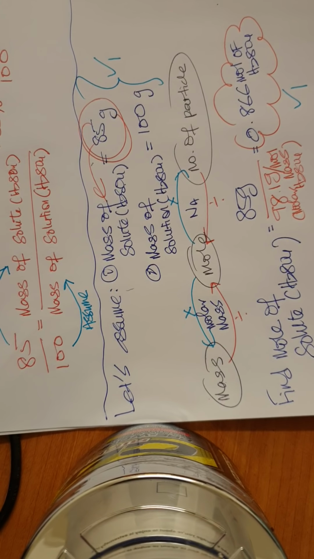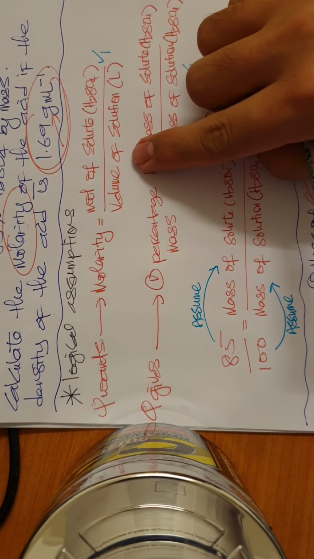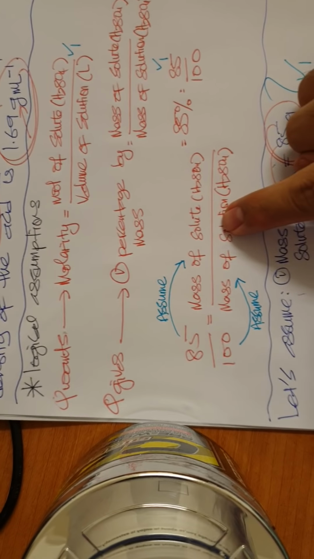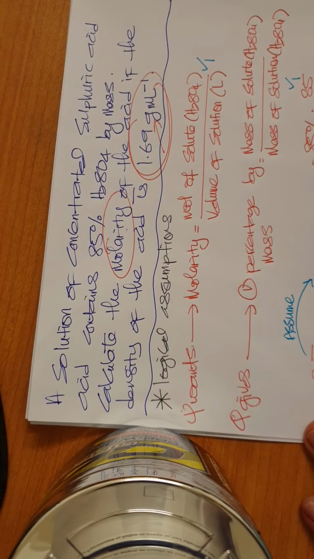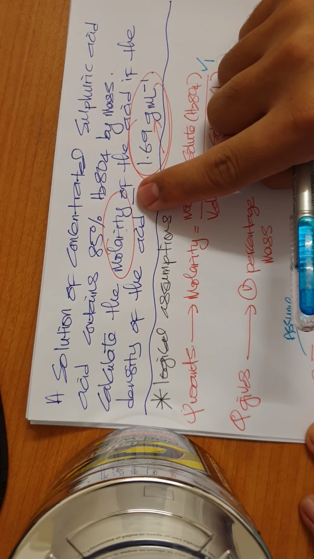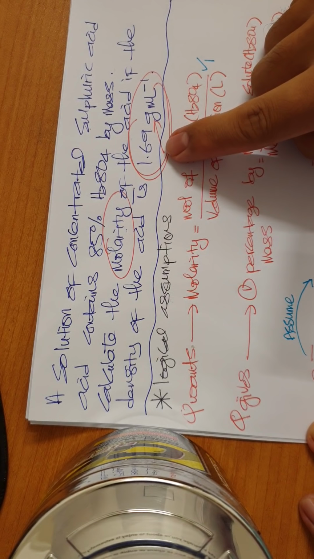Okay. Sekarang apa lagi kita kena cari? Kita kena cari the second one, which is volume of solution. Daripada assumption yang dia bagi sini, dia cuma bagi mass of solution, bukan volume of solution. So how are we gonna find the volume of solution? Let's go back to the question over here. If you read the question again, you realize that volume is not given to you, but what is given is the density. So ini adalah density of the acid.